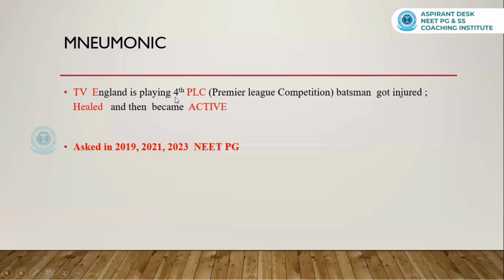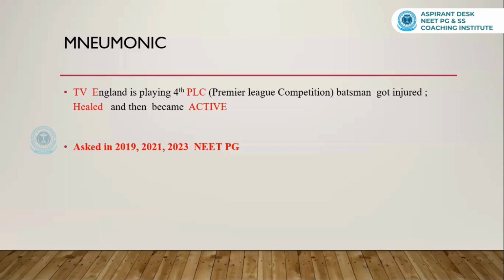So C4 A, B, C. A is pigmentation or eczema. B is lipodermatosclerosis or atrophie blanche. C is corona phlebectatica. So fourth Premier League competition, fourth for C4 A, B, C. So PLC, Premier League competition: P for pigmentation, L for lipodermatosclerosis, C for corona phlebectatica.